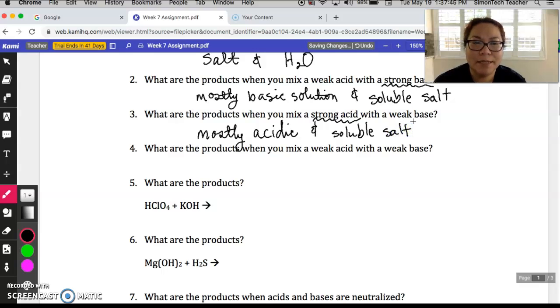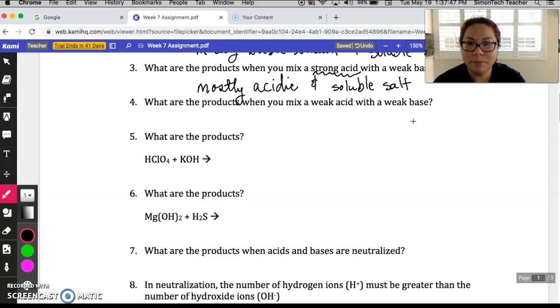All right. Now for the next one, for number 4, what are the products when you mix both a weak acid and a weak base? Just a neutral solution. They will cancel each other out. A neutral solution will be your product.